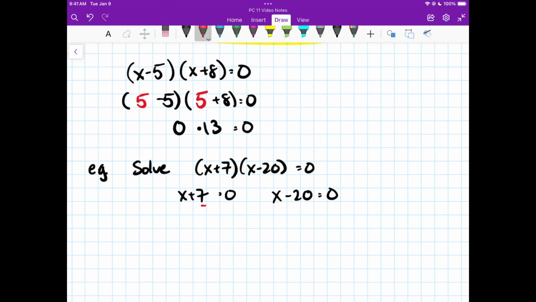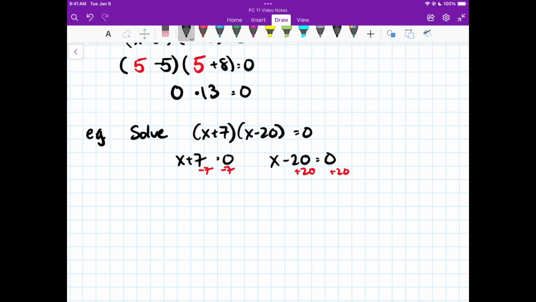So you're going to either subtract or add, depending on what you're dealing with. So the first one, we're going to subtract 7. The second one, we're going to add 20. And so we end up with our solutions of x = -7 or x = 20.